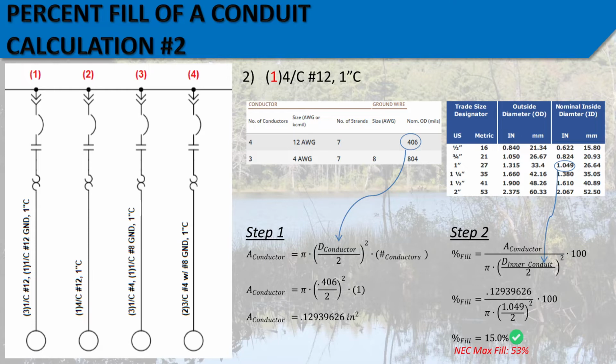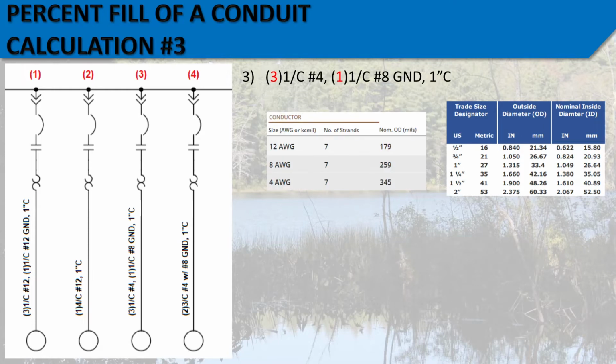And then step 2, we're going to take that calculated area and plug that into the percent fill formula. Again, just like we did in the last example. Again, we have 1-inch conduit, and once we plug everything in and calculate it, we come out with 15% fill. The National Electrical Code tells us that we're allowed 53% fill for 1 conductor or cable. So again, in this case, we are well below the limit. This is acceptable.